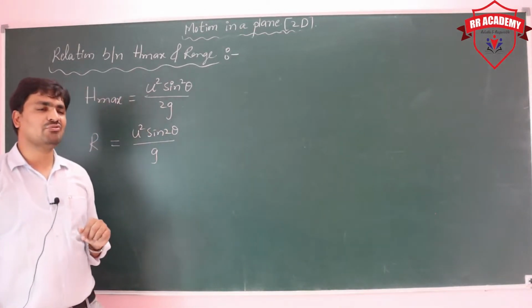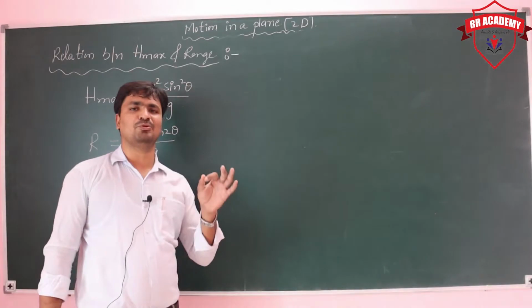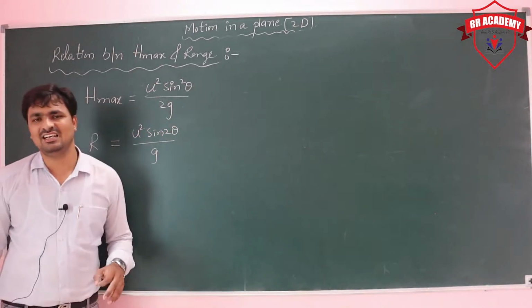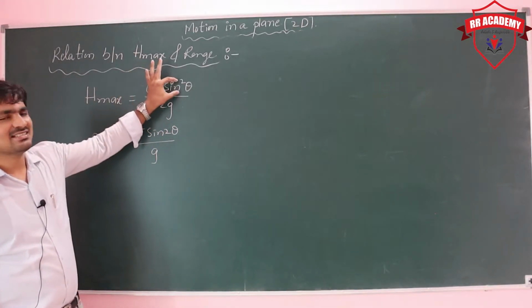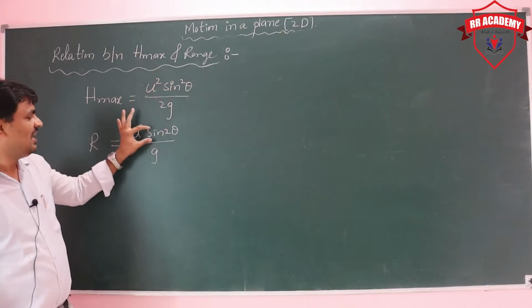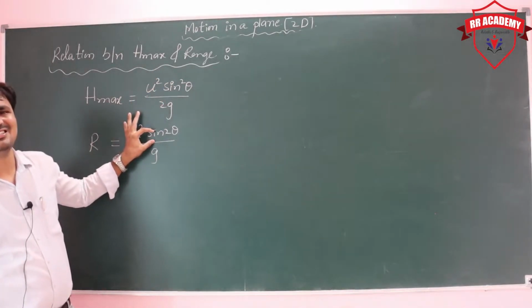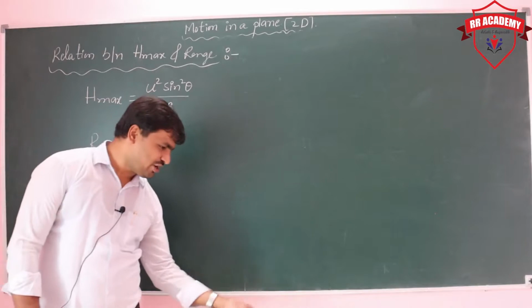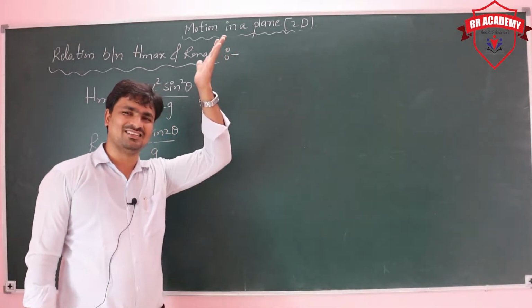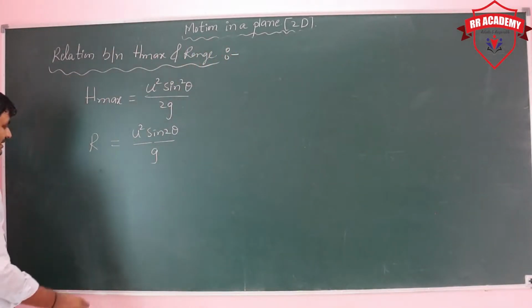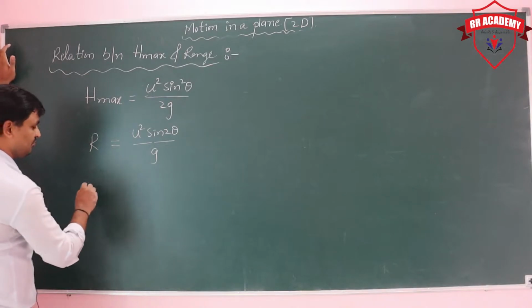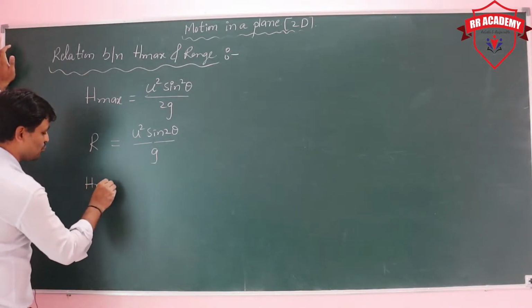Whenever you find any confusion, just put theta equal to 90. If you take sin 90, it is 1, and sin 180 is 0. Theta equal to 90 means you are projecting the body at an angle of 90 degrees. Now take the ratio of the both, for my convenience.